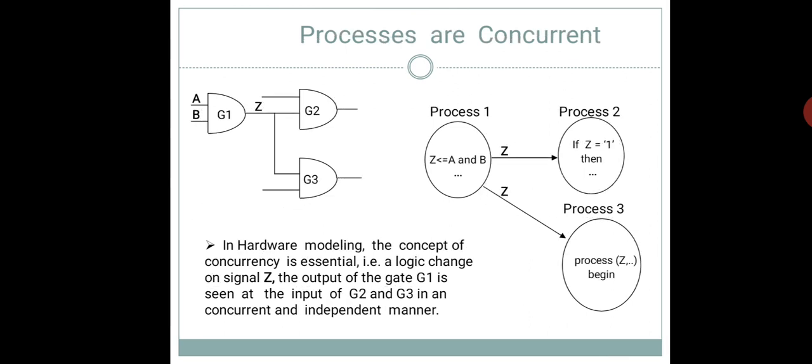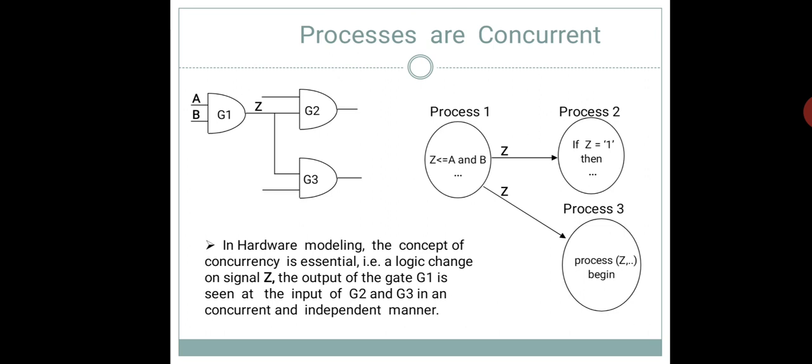Though the statements under a process are sequential, the process statement itself is a concurrent statement. In hardware modeling, the concept of concurrency is essential. That is, a logic change on signal Z at the output of gate G1 is seen at gates G2 and G3 in a concurrent and independent manner.